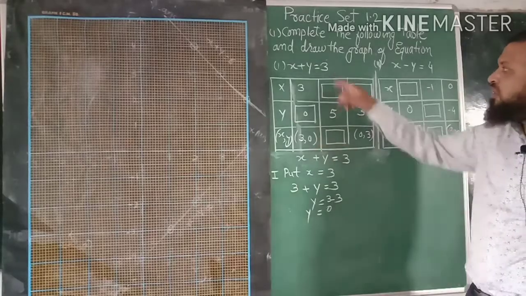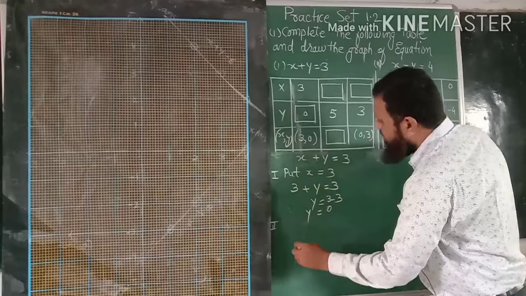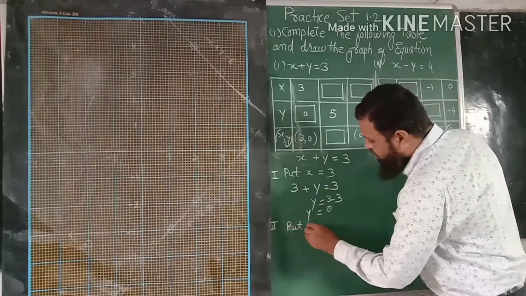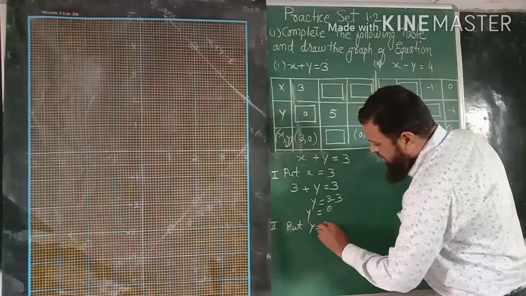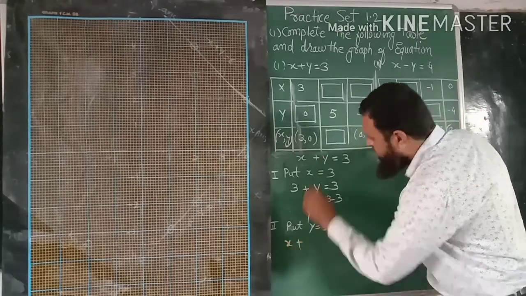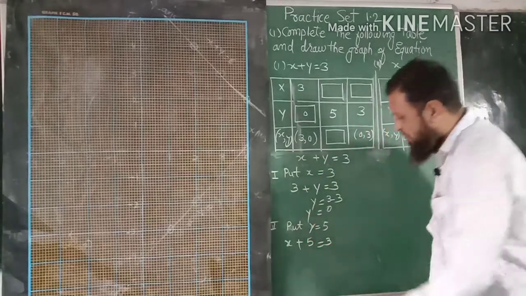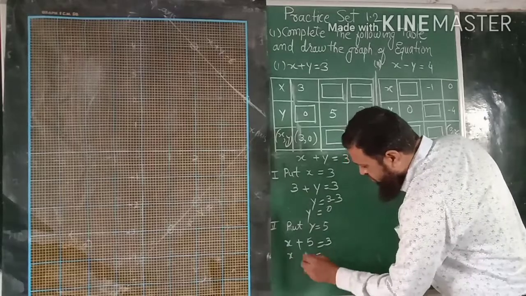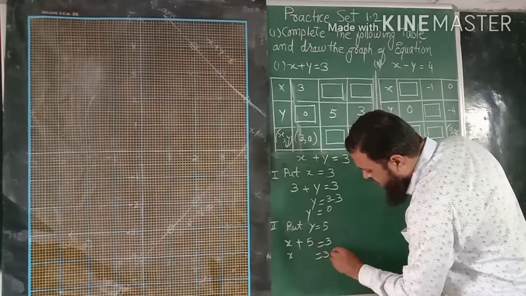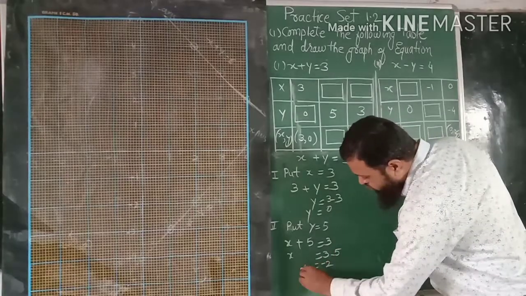Write in this box. Second case, put in the equation, put y equals to 5 in this equation. So x plus 5 equals to 3. So x is equals to, shift plus 5 of LHS to RHS, 3 minus 5, different sign, subtraction will take place and answer will be minus 2.